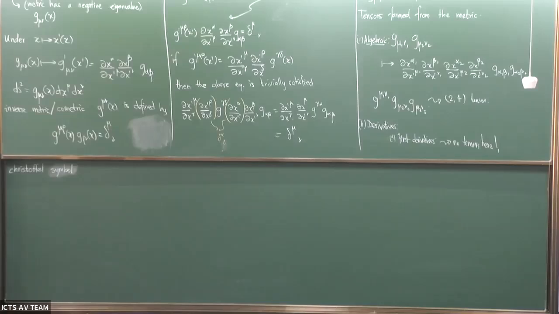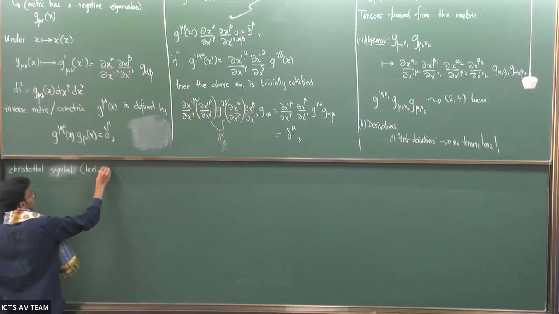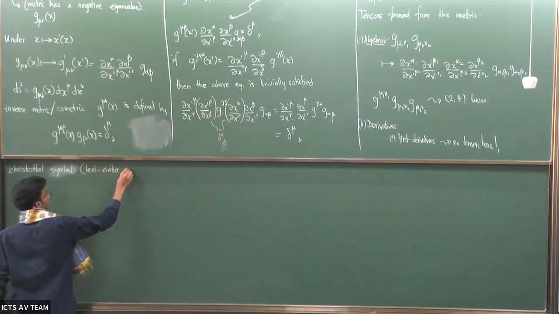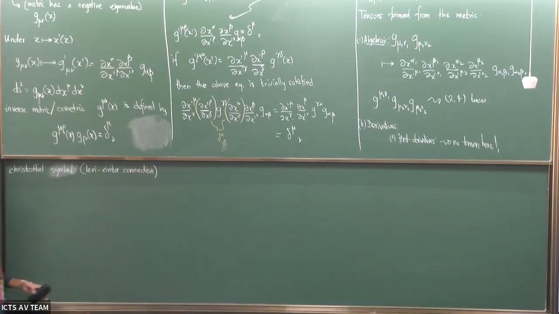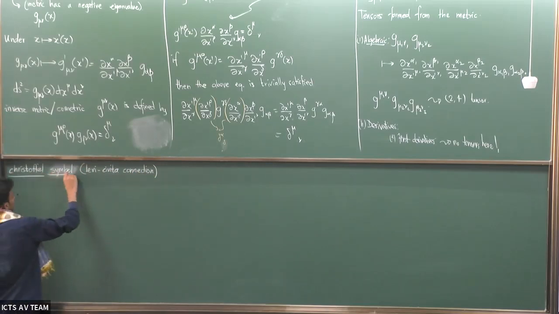Just so that you can look up these things in different books and not get confused by the names, let me just note that this is sometimes also called the Levi-Civita connection. The name connection makes sense because when you do parallel transport or a covariant derivative, this is the quantity that you need to use. And there are deeper meanings to the word connection, of course.